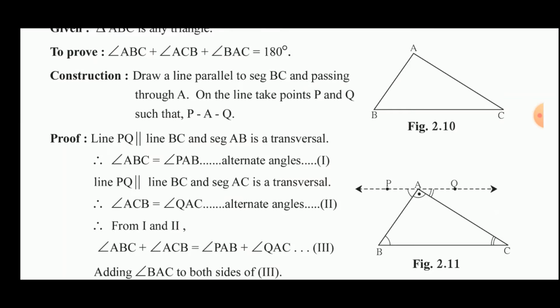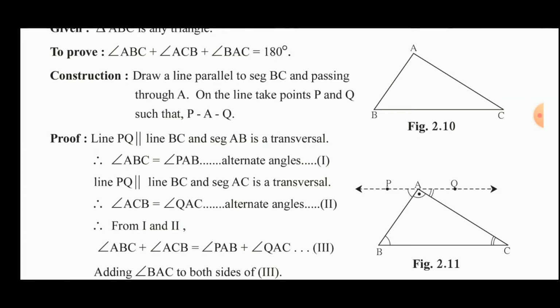PQ is parallel to BC. Therefore, angle ABC is congruent to angle PAB, alternate angles. This is equation number 1. Again, PQ is parallel to line BC and segment AC is the transversal. Therefore, angle ACB is congruent to angle QAC. These are also alternate angles. Give it equation number 2.